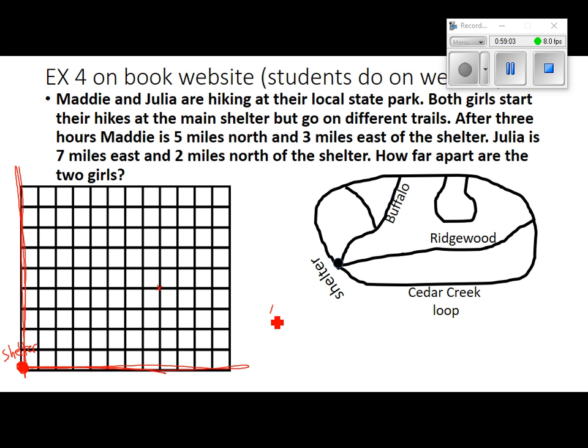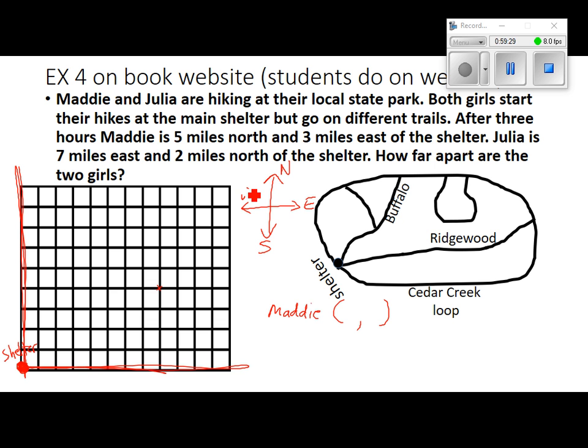Let's do this. We had Maddie, right? Can we make Maddie a point? How are we going to make her a point? Maybe we need this. Got a little compass here. On a compass, what's this direction? North. About this direction? East. This? North. All right, so let's go with that.